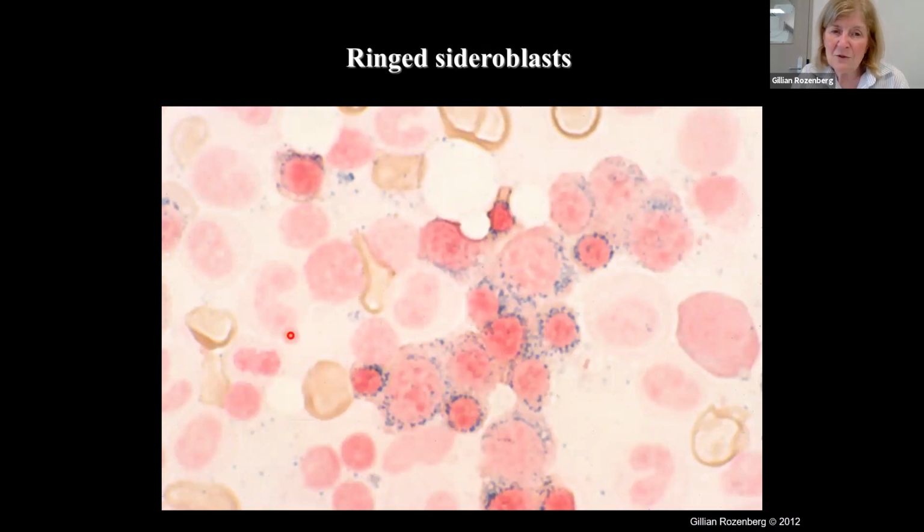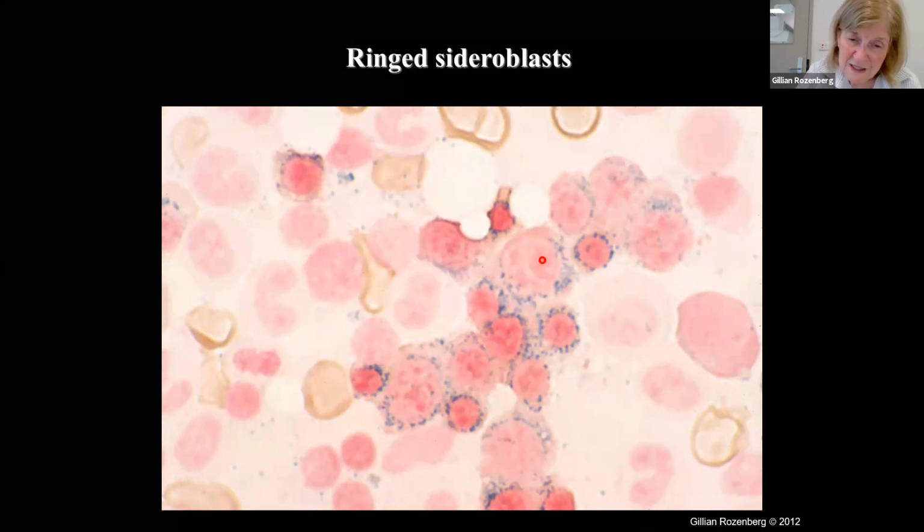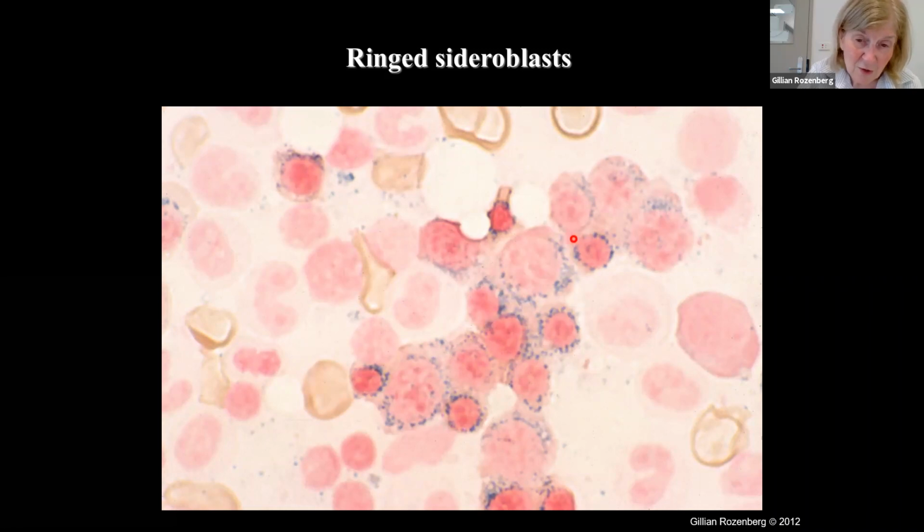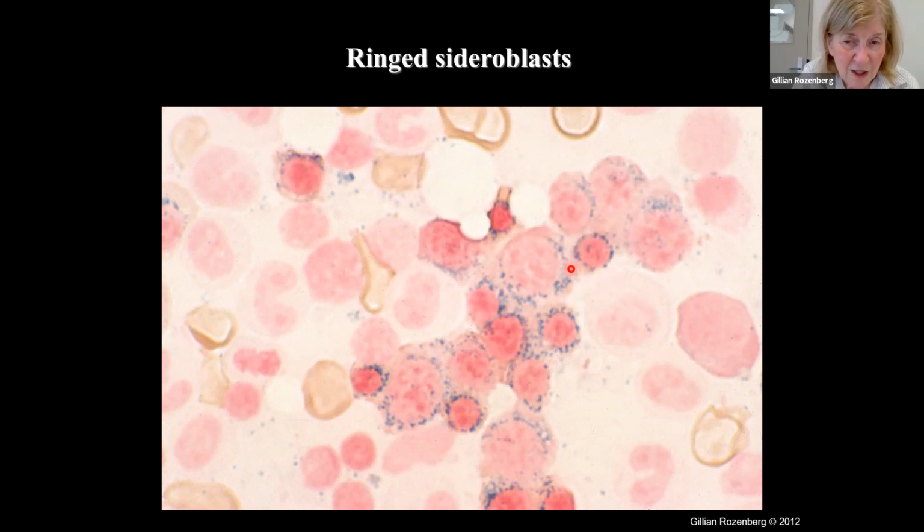And here are the ring sideroblasts. So this is an iron stain. This comes from a Prussian blue stain, which is the stain used to stain iron granules in the bone marrow. And what we're looking at are ringed sideroblasts. So these are all erythroblasts here, which have got granules of iron surrounding the nucleus, situated in the mitochondria.